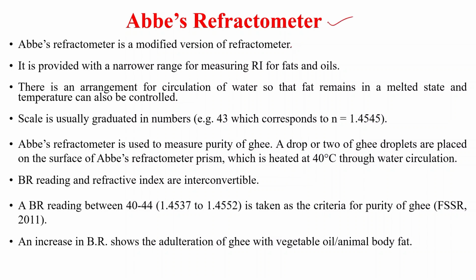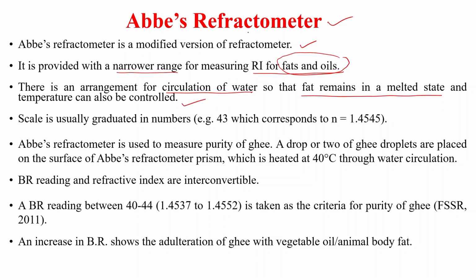So how does it differ from the immersion refractometer? The Abbe refractometer is a modified version of the refractometer. It is provided with a narrow range for measuring the RI of fats and oils. So specifically it is designed for measuring the RI of fats and oils, which have a narrower range of refractive index. In this we have an arrangement for circulation of water, so that the fat remains in the melted state, because readings of fat are mostly taken at a temperature at which they are in a uniform state. The temperature can also be controlled in this case.